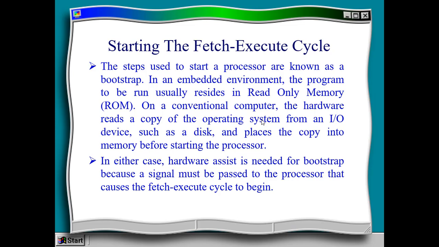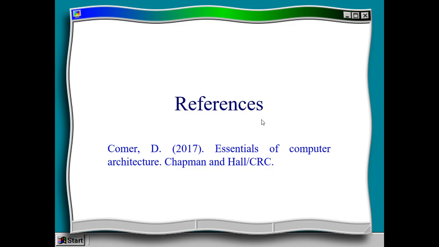So with that, I've tried to summarize in detail the variety of processors and the computation engines that are used in computing. You can read more about the Harvard and von Neumann architectures in the book Essentials of Computer Architecture, 2017 edition, and you'll learn more.